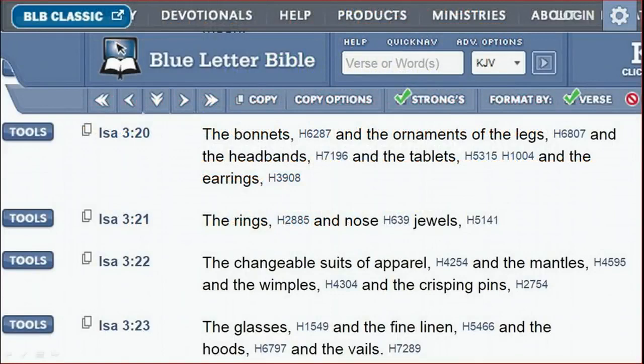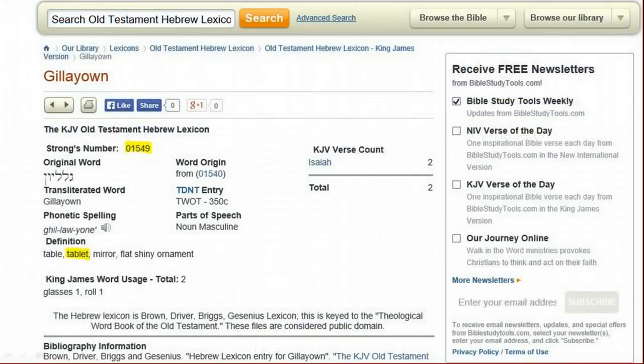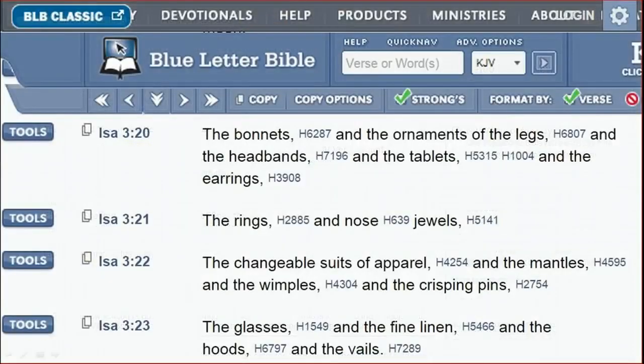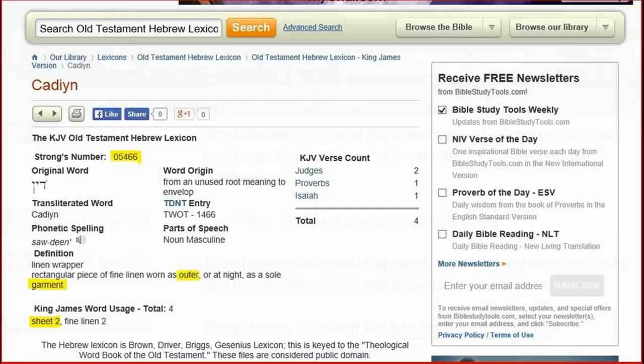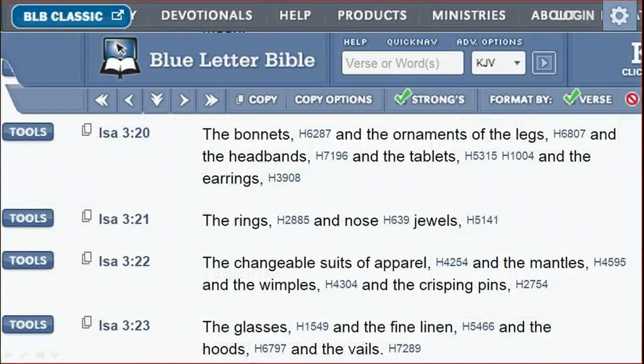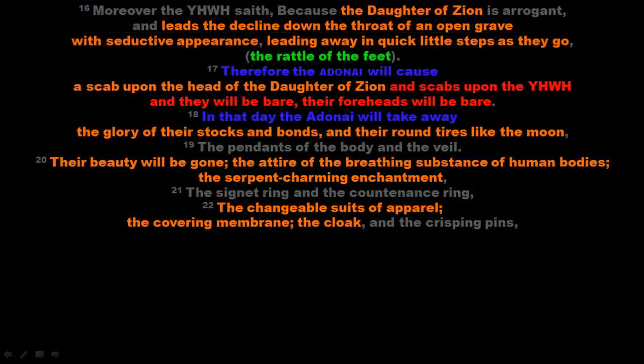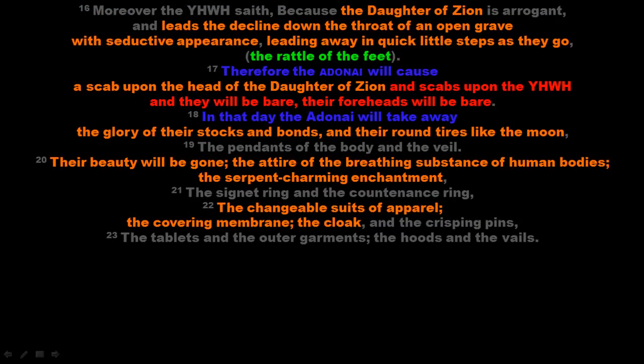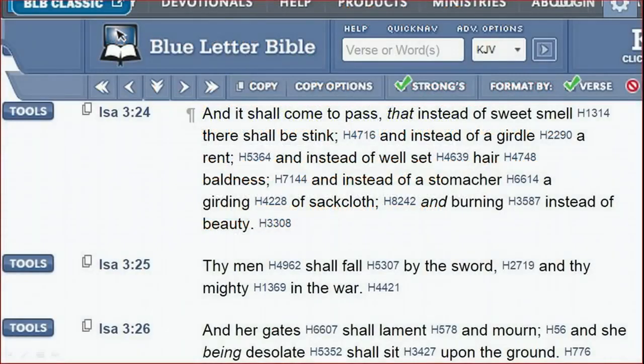Then in verse 23, the word translated as glasses, number 1549, means tablet. So the tablets, and then the word translated as fine linen, number 5466, which means outer garment. So the tablets and the outer garments, the hoods and the veils. So we'll add that here. Verse 23, the tablets and the outer garments, the hoods and the veils.